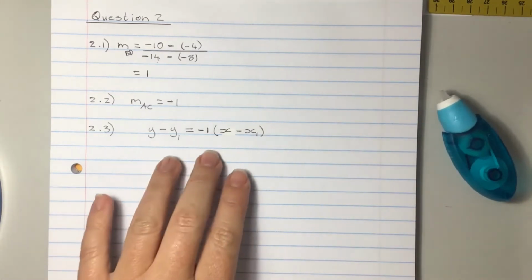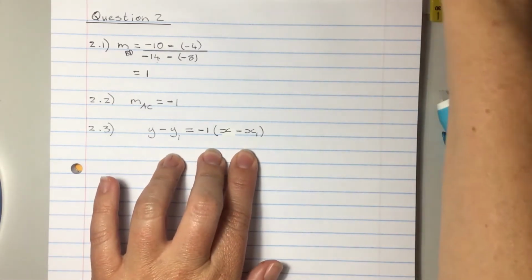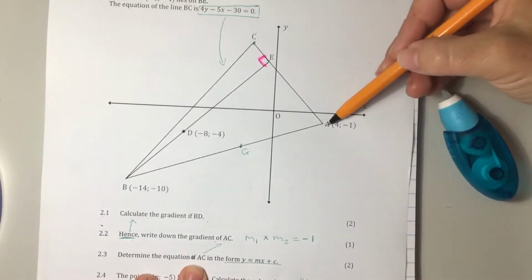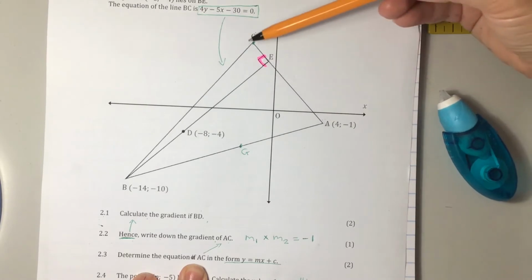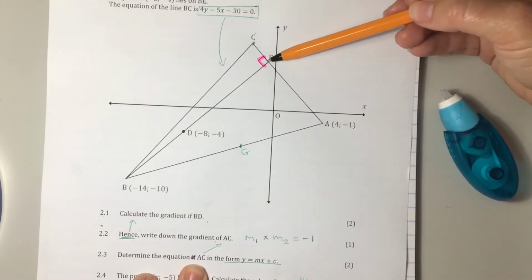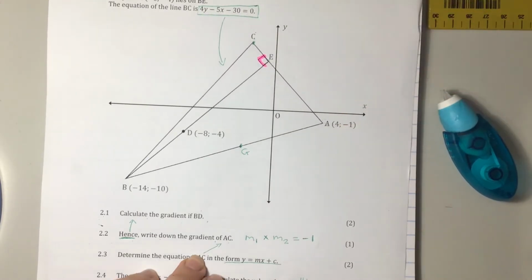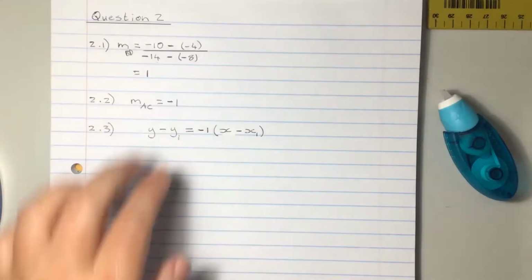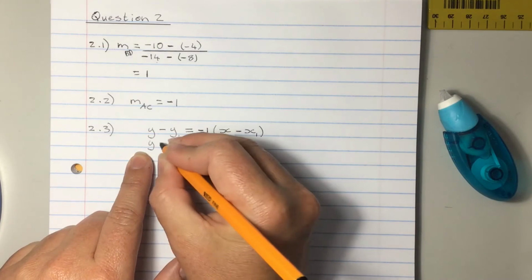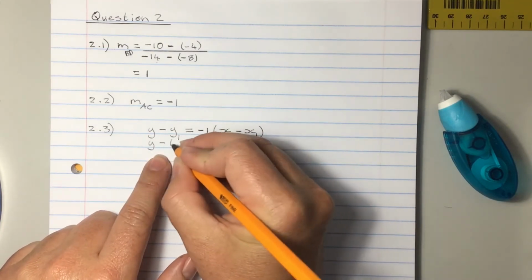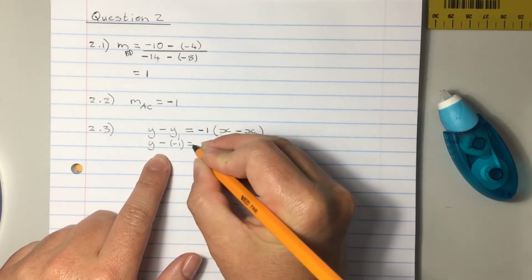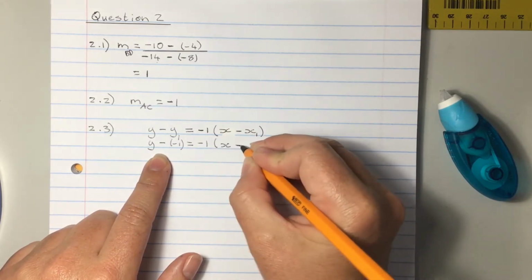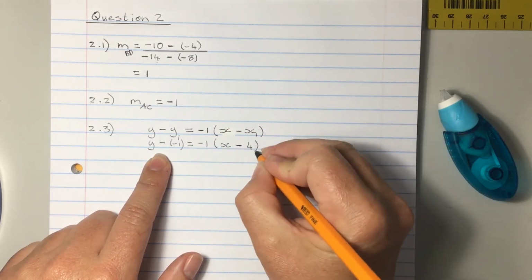And so to simplify this, we need a point on that line. So now I go back to my picture. I'm looking at line AC. We don't know the coordinates of C. We don't know the coordinates of E. But A we know the coordinates of, and we can substitute that in for x and y. So our y value for point A is -1, and our x value for point A is 4.